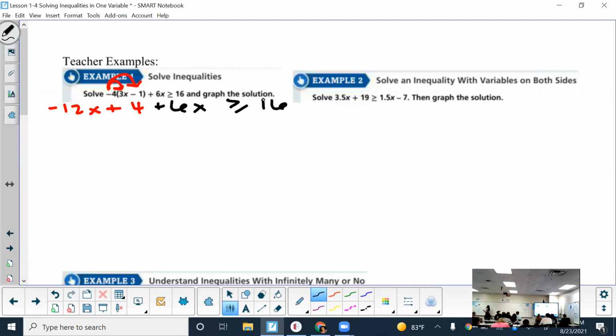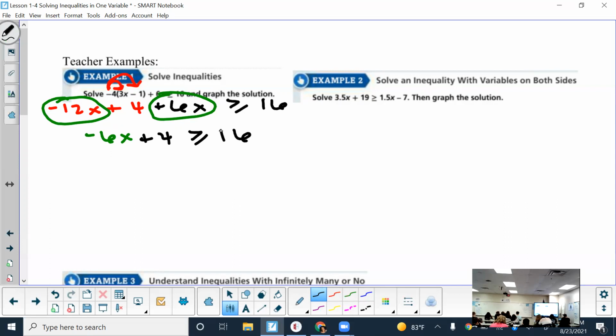All right, now, next step is to do what? So my like terms are negative 12x and what? And a positive 6x. If it helps you to circle them, do that. I do that so I can see what symbol is in front of them. So what's negative 12 plus 6? Negative 6x. Good. And then bring everything else down. So negative 6x plus 4 greater than or equal to 16.